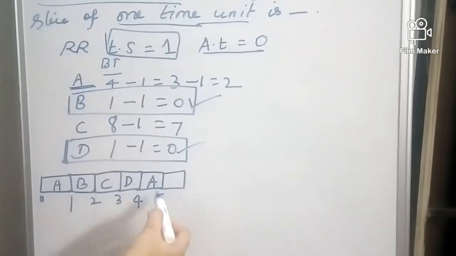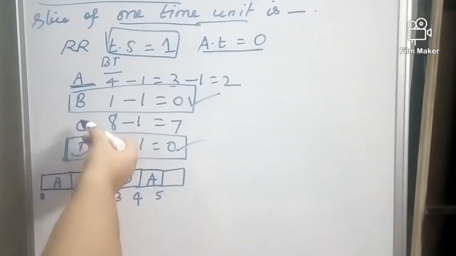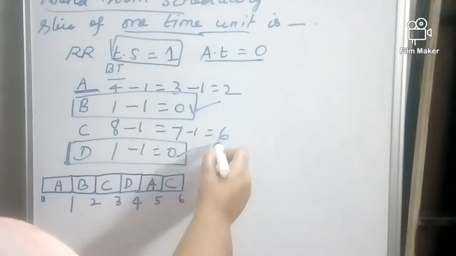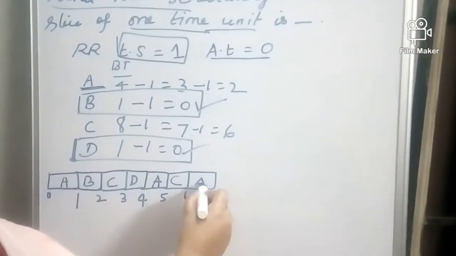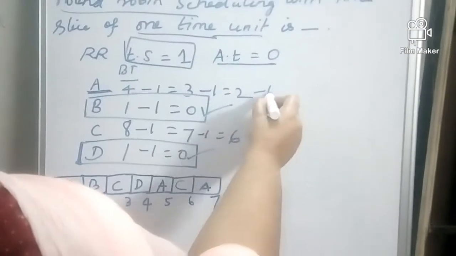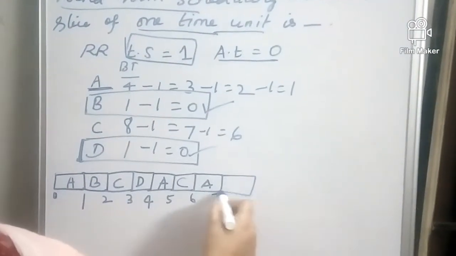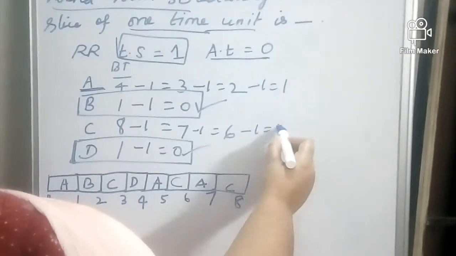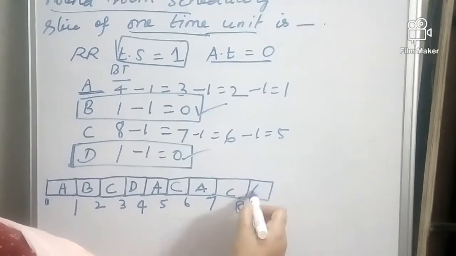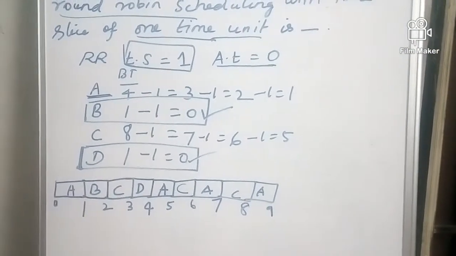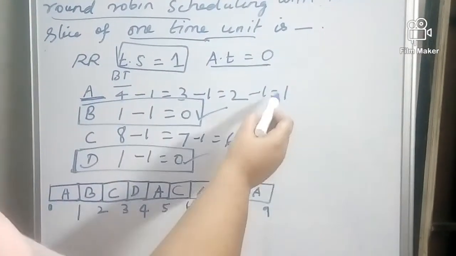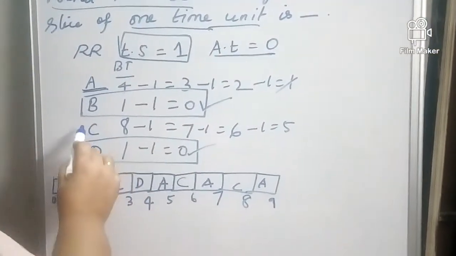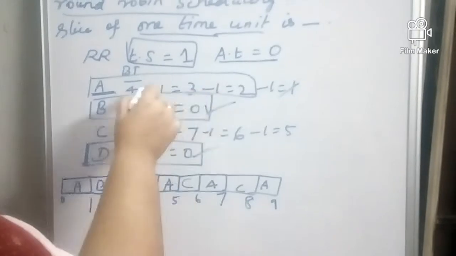So the remaining two processes are A and C only. After A at 4 to 5, we give the CPU to C. So C 5 to 6, that is 7 minus 1 is equal to 6. Again A 6 to 7, 2 minus 1 is equal to 1. Then C 7 to 8, 6 minus 1 is equal to 5. Again A 8 to 9. So at the time of 9, A is completed. It gets out from the CPU, and hereafter we concentrate only on C.